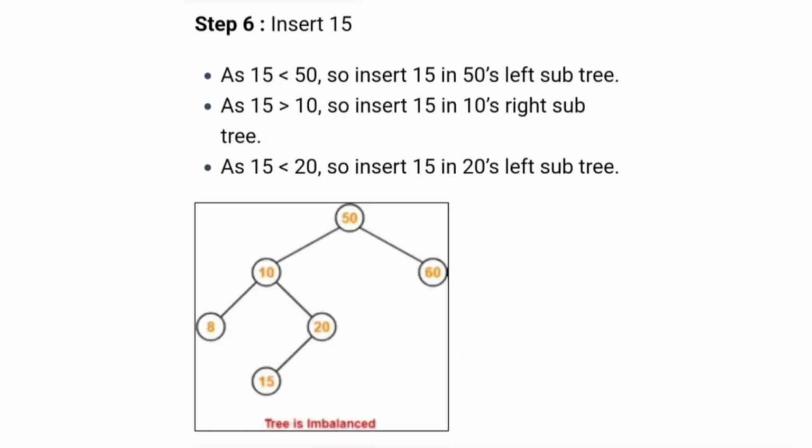Step 6. Insert 15. As 15 is less than 50, insert 15 in 50's left subtree. As 15 is greater than 10, insert 15 in 10's right subtree. As 15 is less than 20, insert 15 in 20's left subtree. The tree is again imbalanced.